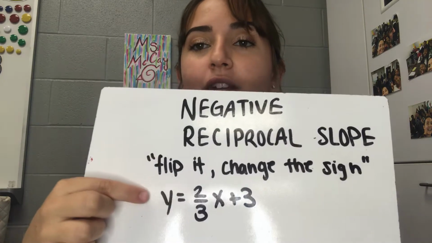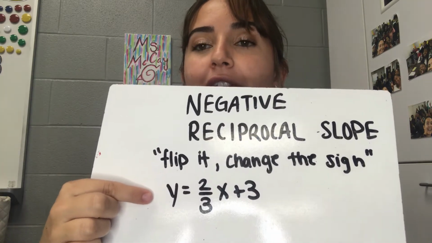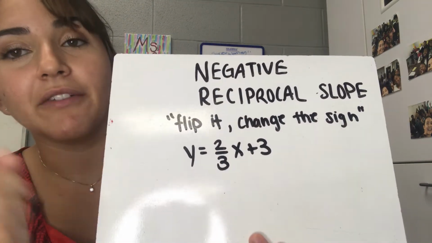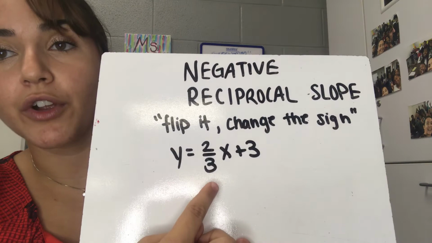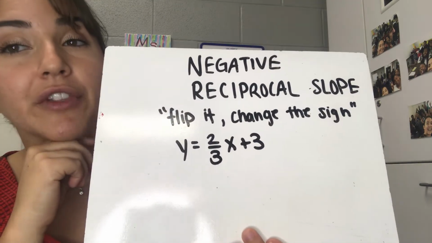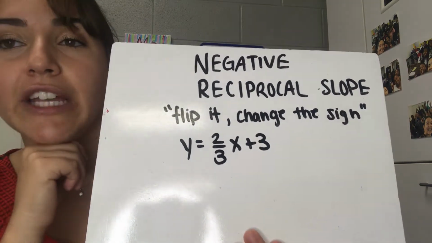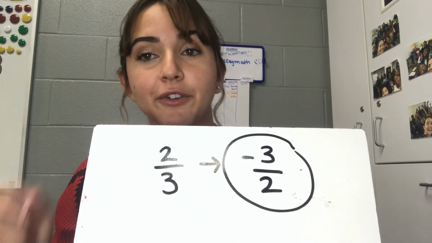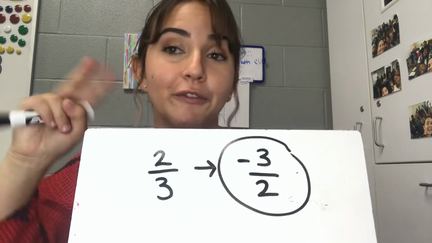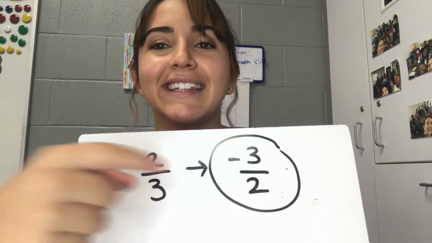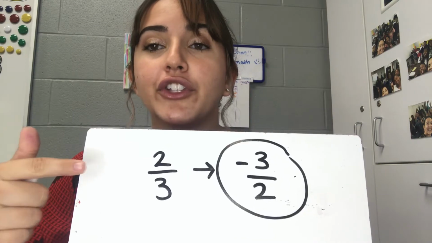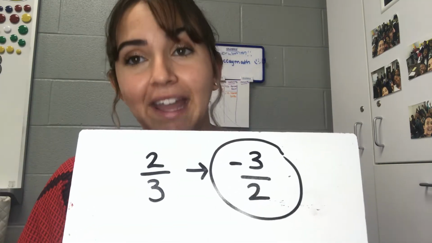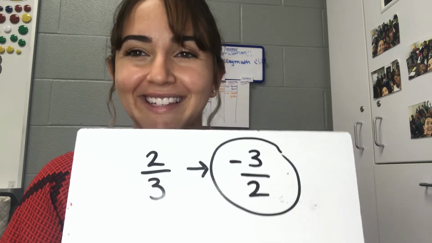So in this equation, y equals 2/3 x plus 3, our slope, or our m, is given by the fraction 2/3. If I were going to flip 2/3 and change the sign, what do you think it'd be? Well, the negative reciprocal of 2/3, if we flipped it and changed the sign, is negative 3/2. The 2 went to the bottom, the 3 went to the top, and it became a negative. So now that you know that, let's get started.